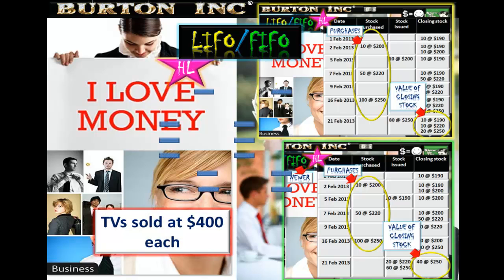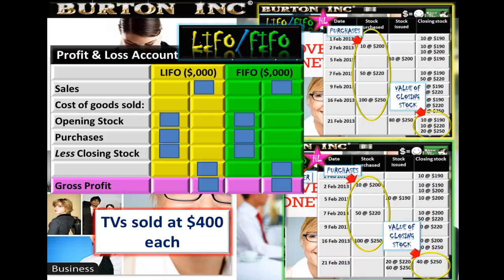And we were given that information. Remember that our TVs were being sold at $400 each. So how many stocks were issued? Multiply these by 400, $52,000 in sales. Cost of goods sold, opening stock is the same across both LIFO and FIFO. Purchases, nothing different there.